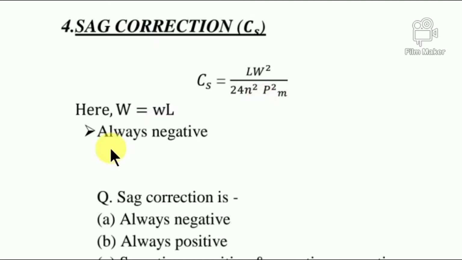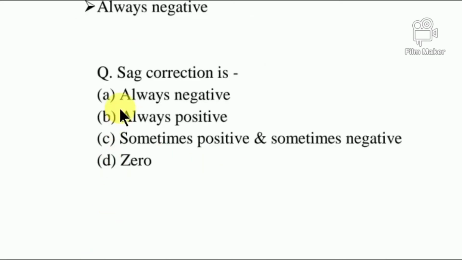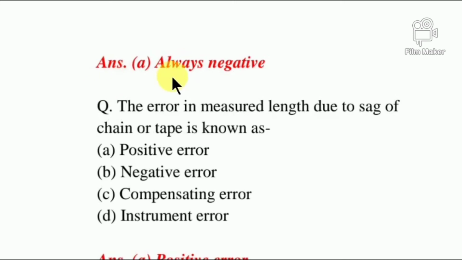And this sag correction is also always negative. So the important point for sag correction is that it is always negative. Now let's see a question. Here it is asked that sag correction is always negative, always positive, sometimes positive and sometimes negative, or 0. So our answer will be always negative. That is our option number A, always negative.